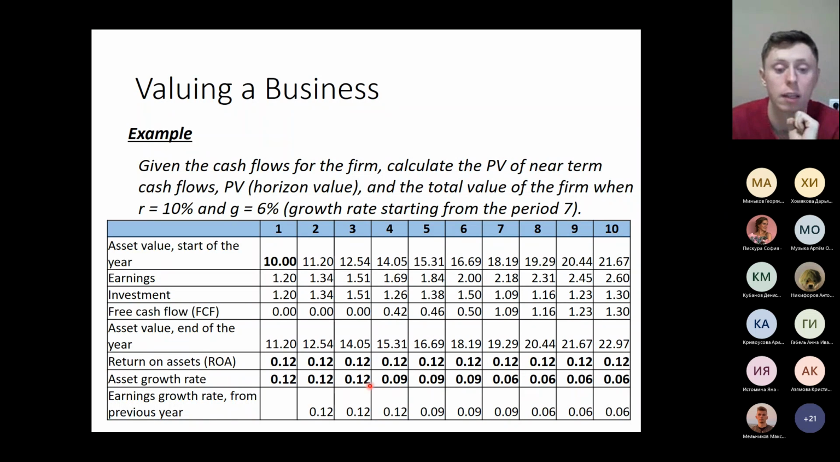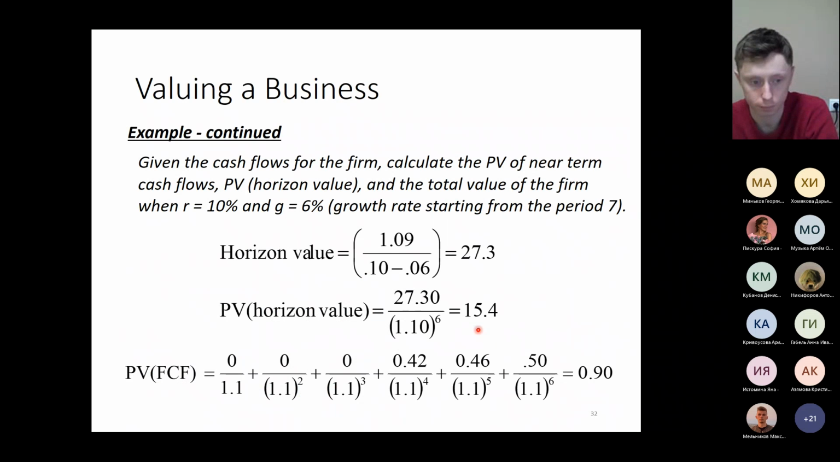The assumptions that we start from are here. We need the initial value, the return on asset, and the asset growth rate. The rest is calculated out of these amounts. And using this logic, we can estimate the present value of this business. Let's do this. We first estimate the horizon value. Again, we use the same logic. We would go with the growing perpetuity formula.